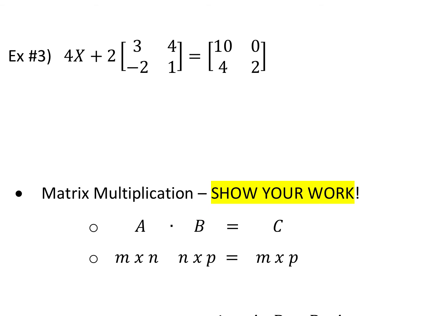Distribute, right? Take that 2 and multiply it by everything is your first move. So we're going to do this first. Okay, so it's 4x plus the matrix 6, 8, negative 4, and 2 is equal to what is over there. I'm not even going to write it right now. 10, 0, 4, 2. What would your next move be?